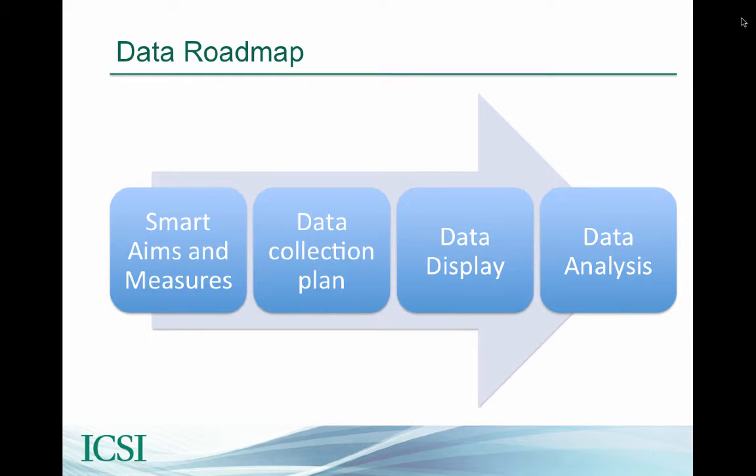We also, I pulled out the roadmap just to kind of let you have a visual for this. So you've set up a smart aim or measure, you've collected your data because you had previously identified it. Then you're going to show a display of it because visual displays and numbers are two good ways to show data to your audience. And then you're going to do an analysis, or what does the data tell us?